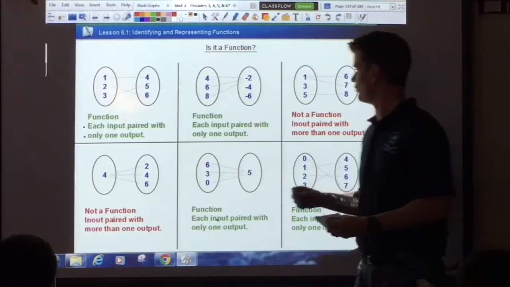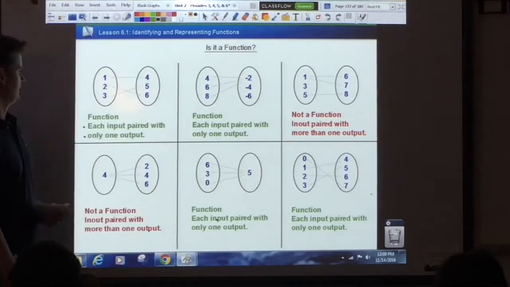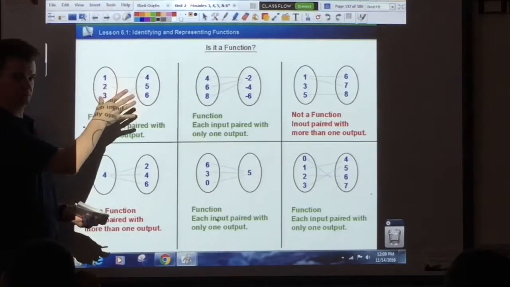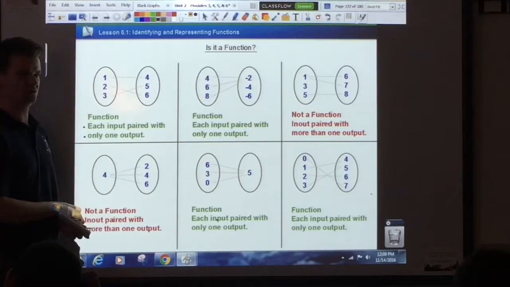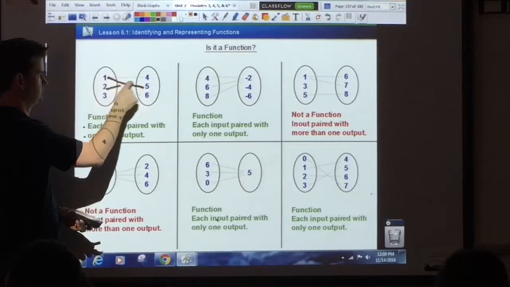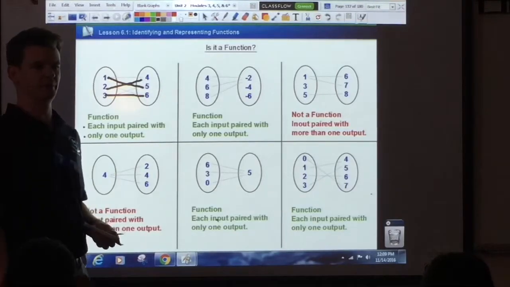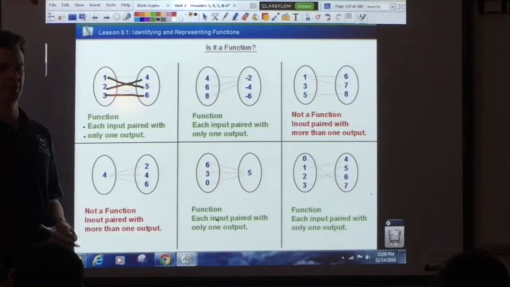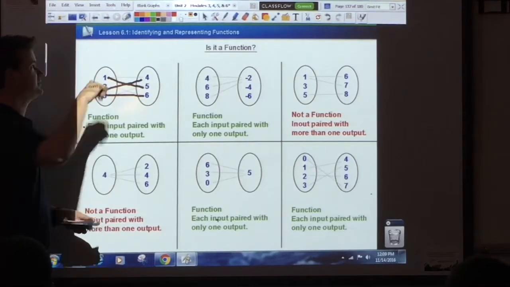Now let me ask you a question before we move on here. If I were to look at this one, could I add one line to this to make it not a function? Yes. Does it matter which input I add it to? No, I can add it to this one, or this one. All of those would make this not a function because you have an input paired with more than one output. And that's a no-no, baby. Any questions? That's mapping diagrams.